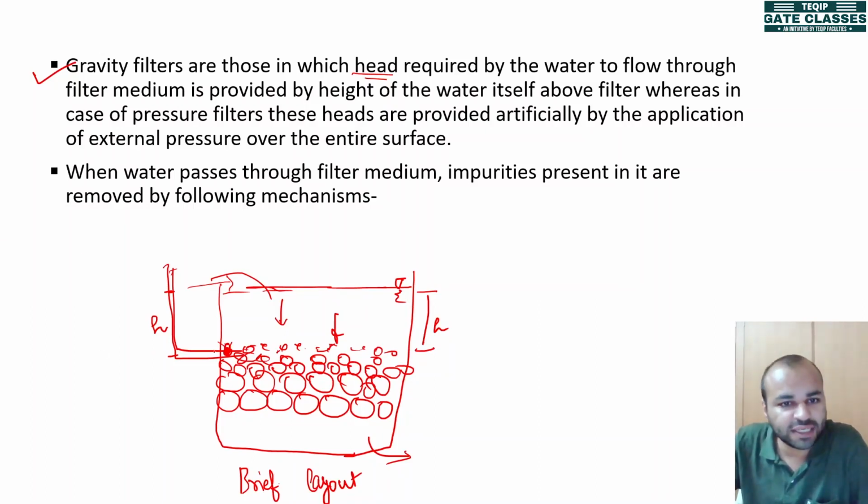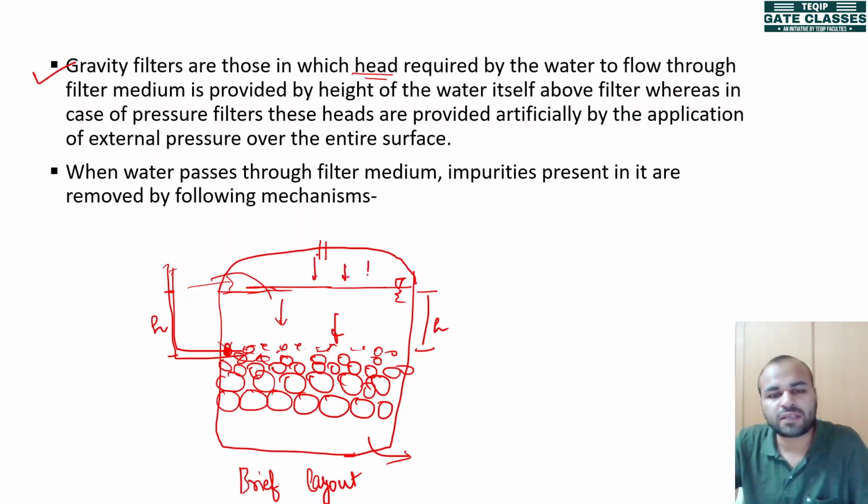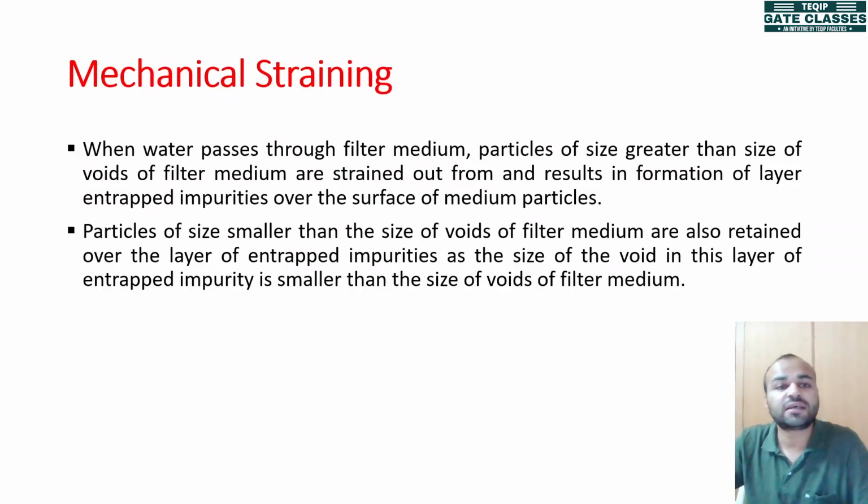Okay, now in the case of a gravitational filter, it is provided by the water that is filled above, and in the case of a pressure filter, this tank is not open. First of all, these tanks are closed, and secondly, with the help of mechanical power, we apply some external pressure. External pressure is applied on the water surface so that it flows through the medium easily and at a little faster speed. Moving on ahead, let us discuss the various processes that help in filtration of raw water.